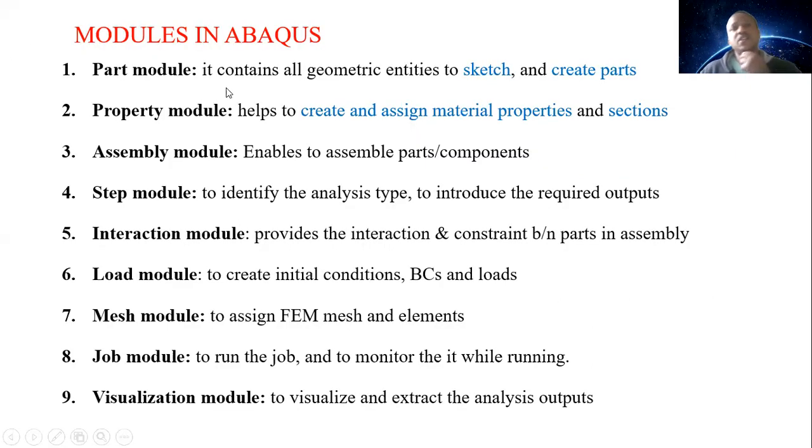So the part module helps to contain all the geometric entities. It contains all geometric entities and enables us to sketch the part and create the part, and also to dimension the part. The property module helps to create and assign materials, properties, and sections. And also, assembly module helps us to assemble all components under analysis.